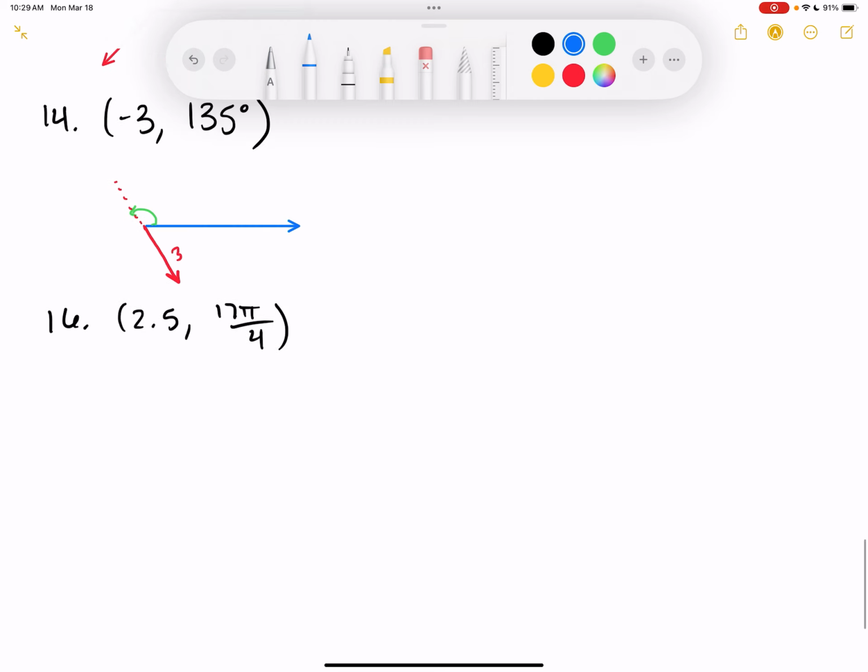Okay, do we remember the formula for this now? Nope. So x is r cosine theta. It's really useful if you have an exam. And what's y? Oh, that's r sine theta.